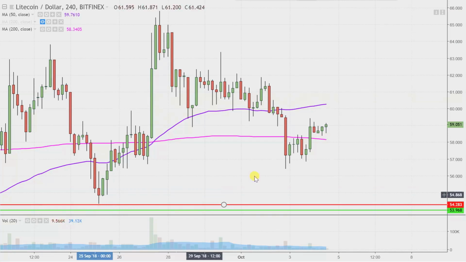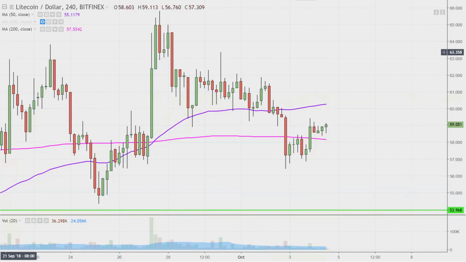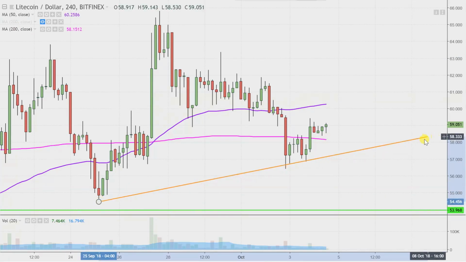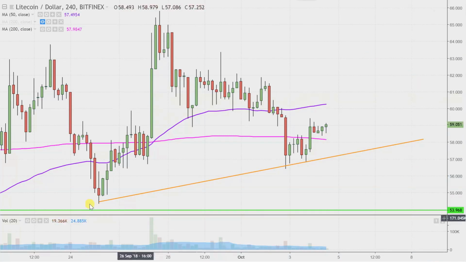So the one thing that I've noticed, whoops, grabbed the wrong line there. Let's try that again. There we go. The immediate thing to keep an eye on going forward is that orange line right there, an uptrending trend line. As the name implies, this is uptrending because the price has been putting in those higher lows.